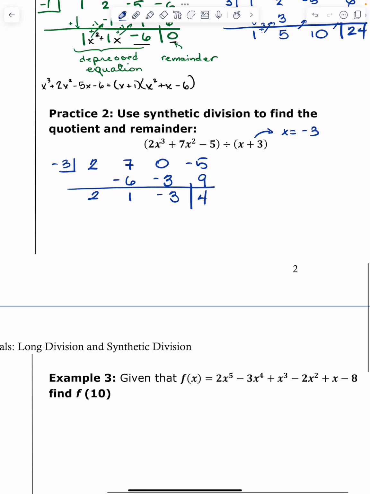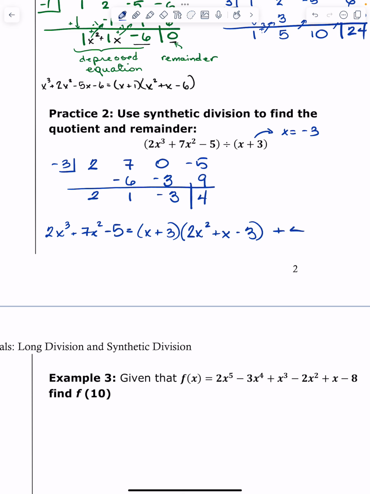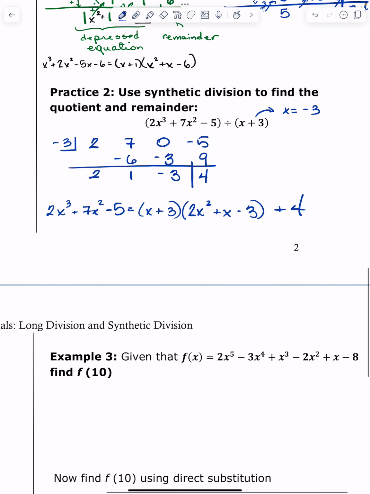A couple of different ways that we could write this, depending on what you are being asked for. So this equals x plus 3 times 2x squared plus x minus 3 with a remainder of 4. You can also be asked to write it as the quotient and then the remainder over what we are dividing by.